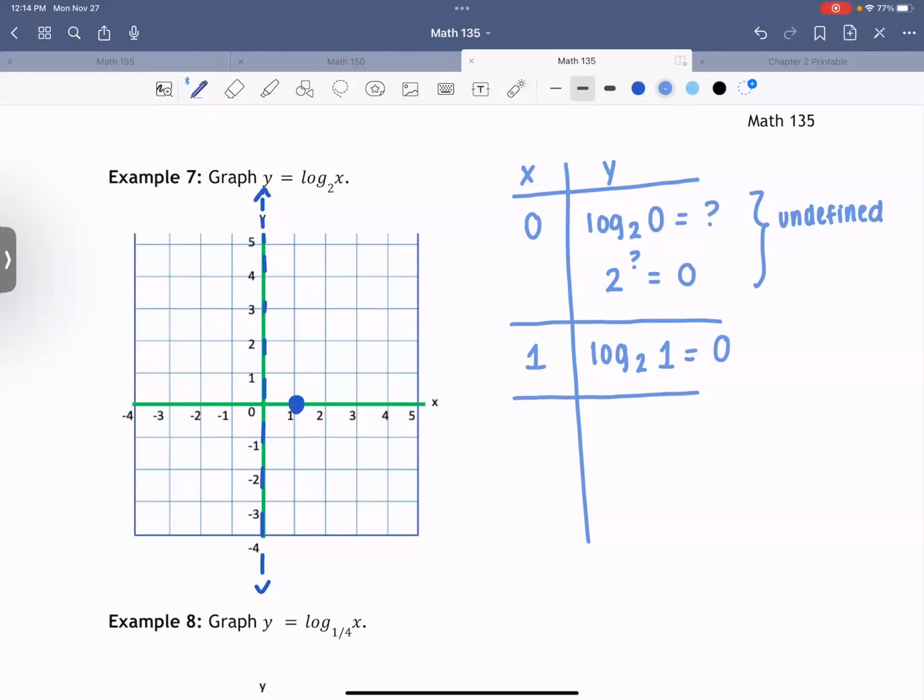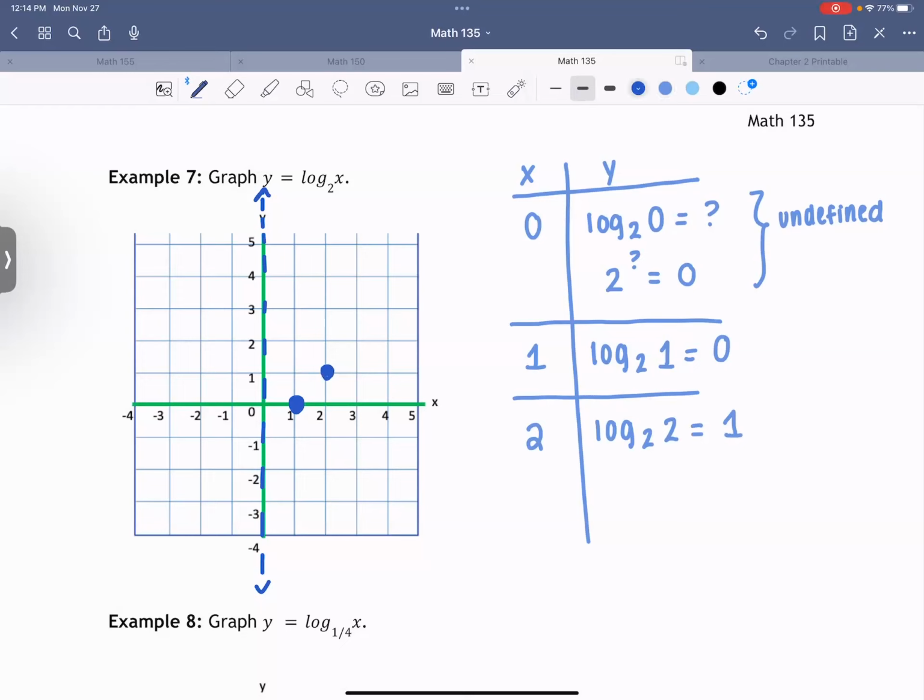Let's do x equals 2. Log base 2 of 2. Anything where the base and final answer are the same is going to be 1. That actually is one of the log properties, right? Also, 2 to the first power is 2. So it looks like we have a point at (2, 1).